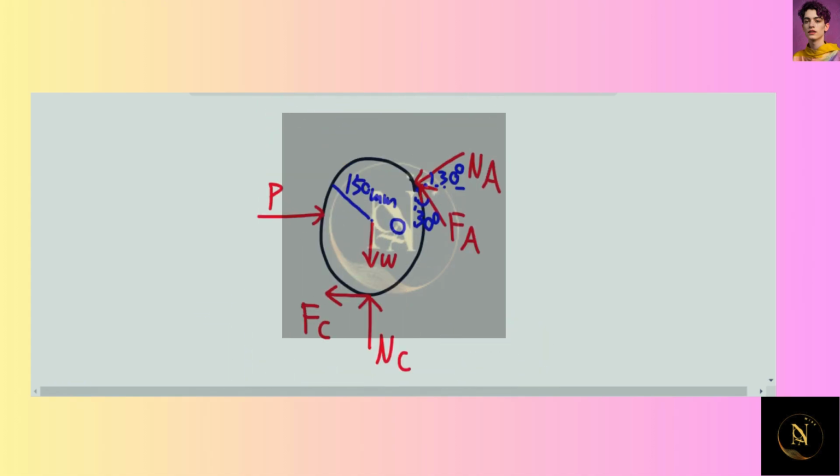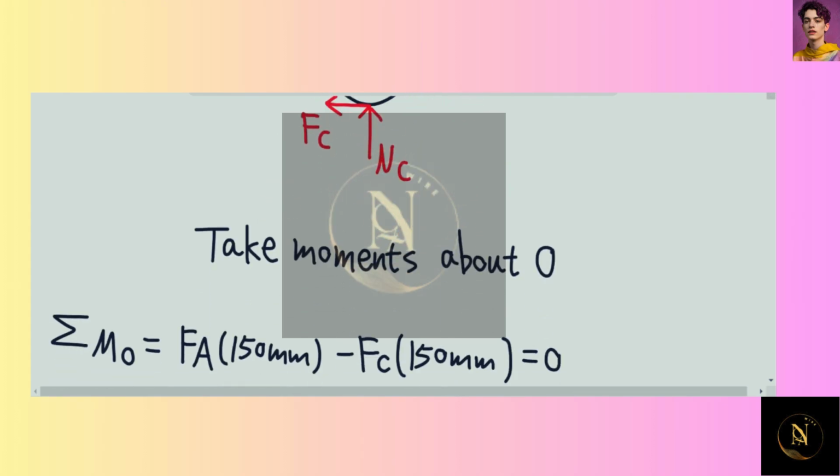Okay, so this is the force diagram for the roller. Let's take a look at the moments about point O. Consider counterclockwise moment as positive and clockwise moment as negative. This gives us Fa times 150 millimeter minus Fc times 150 millimeter is equal to 0.